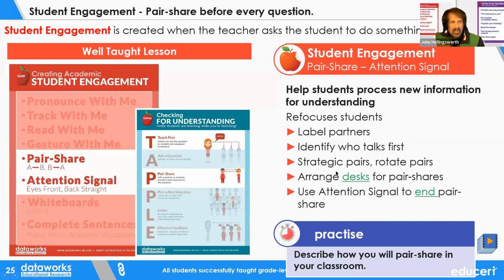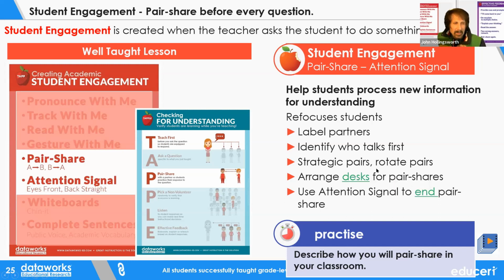Now, strategic pairs. You can't have the two lowest students together or the two highest students together. The research is actually 1 with 10, 2 with 11, 3 with 12, but that's too complicated. So just kind of mix up your students. Now, if you have trouble with discipline problems in hot spots, I think it's usually because you've got a couple of pairs that need to be split and give them some new partners.